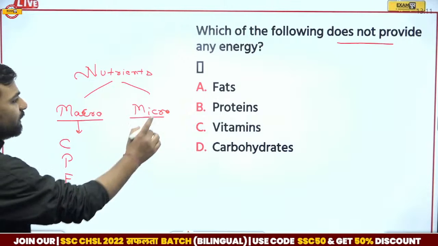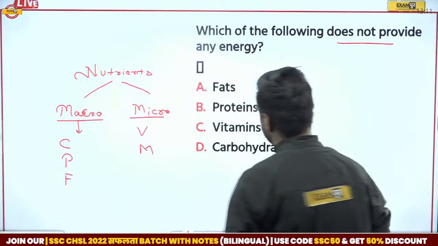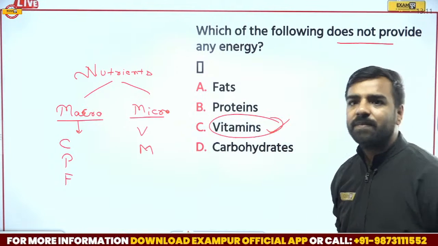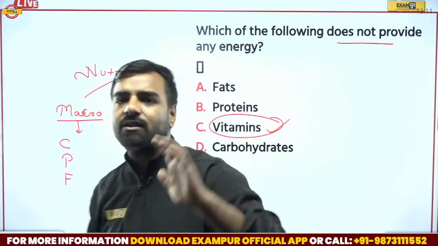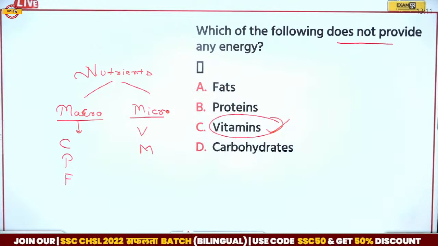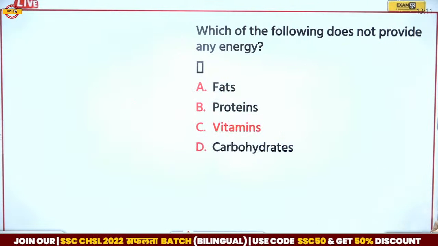So, when you're talking about fat, protein, vitamins, here vitamins are the ones which never provide you energy. It is very important. And that's correct, totally correct. Very good. Awesome. So, here, the correct answer is going to be vitamin. Let's move forward now.